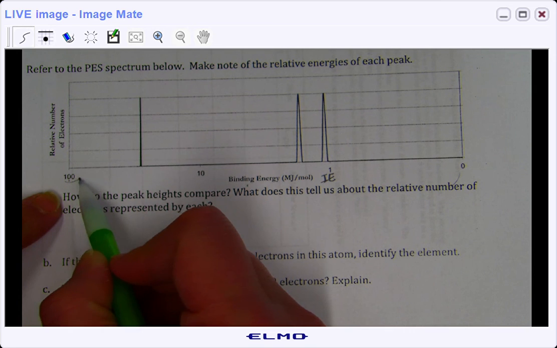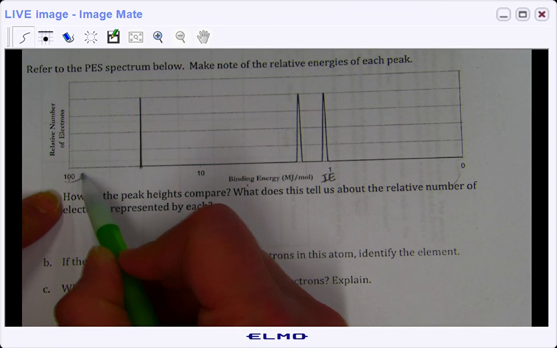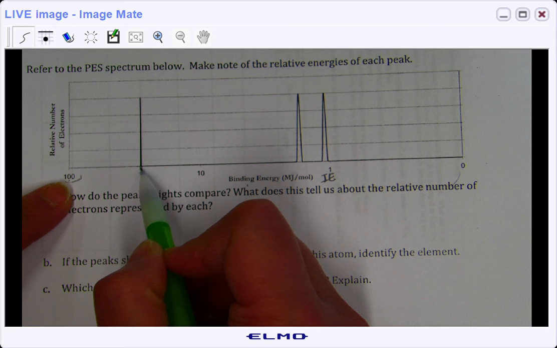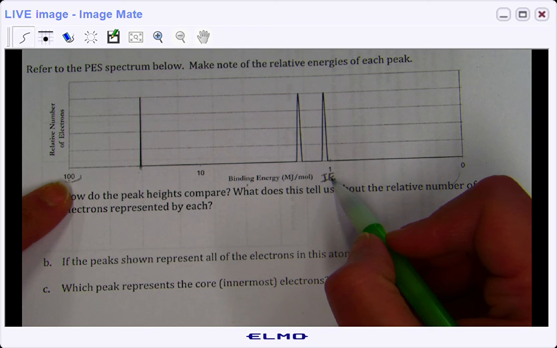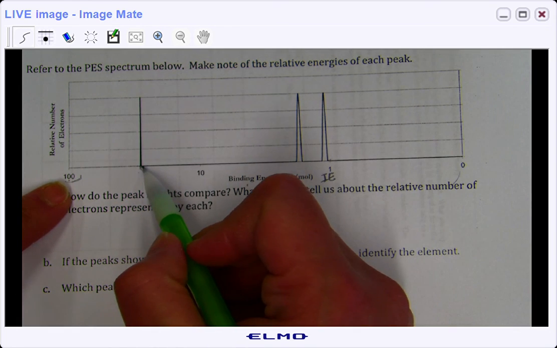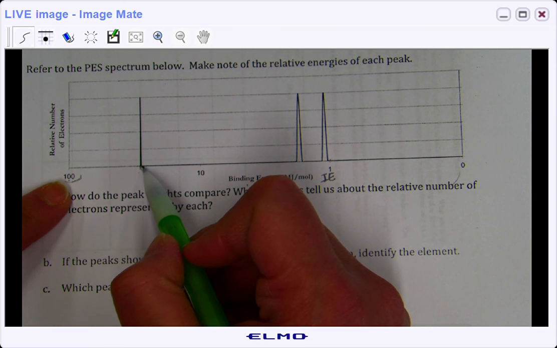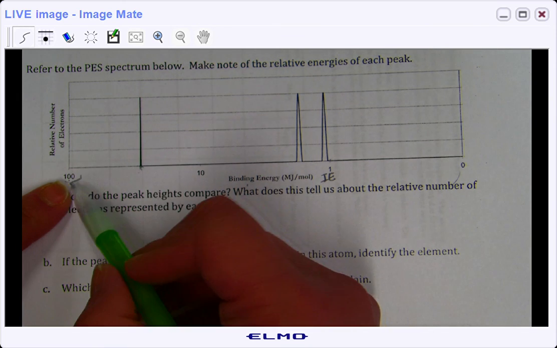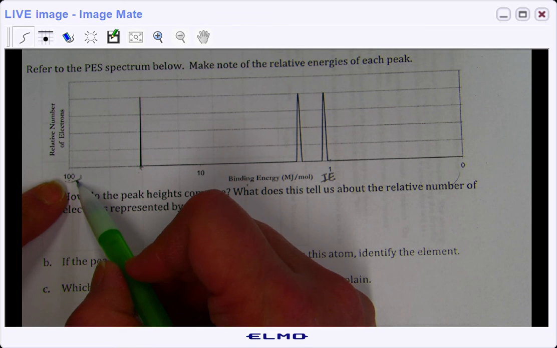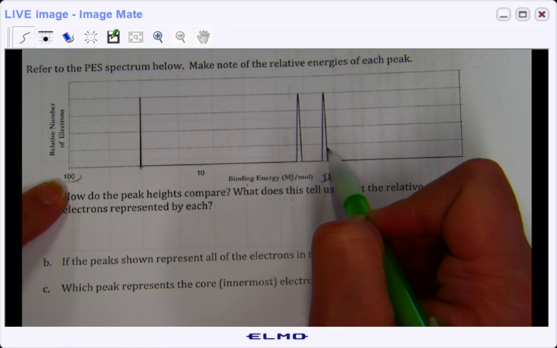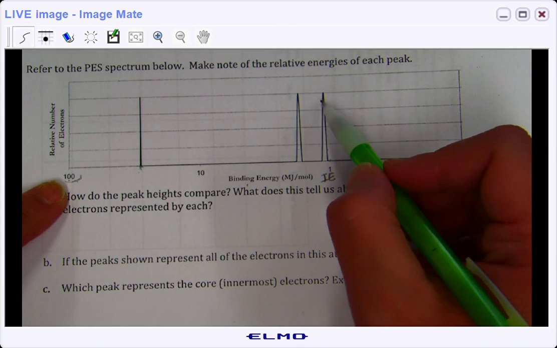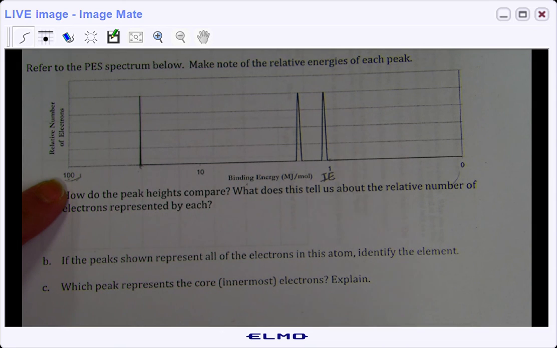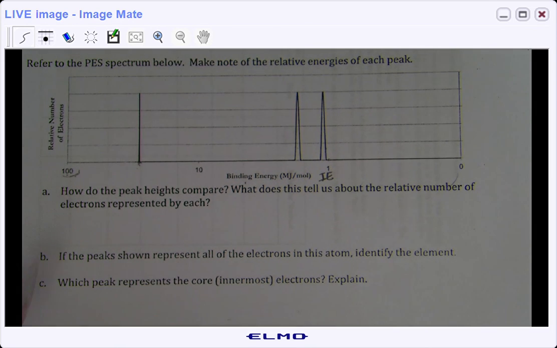So this peak represents electrons closest to the nucleus, and this peak is my electrons furthest from the nucleus, because I have less ionization energy. All right, the closer I am to the nucleus, the more attractive force I have between these electrons and the protons of the nucleus. As I move away, I have electron shielding, which shields these outer electrons from the full force of the protons within the nucleus.